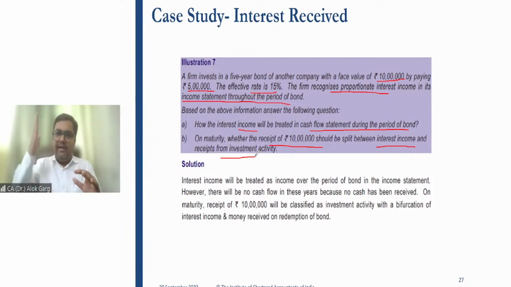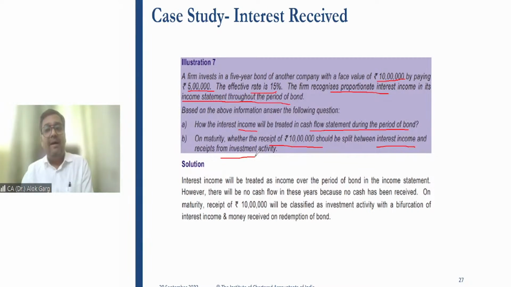So at the end of every year, when you are accruing this interest income, you are just crediting interest income, you are debiting investment in bond or interest accrued. Are you getting any money? Answer is no. There is no cash flow in the 5 years. At the time of maturity, you will get 10 lakh rupees. So when you will get 10 lakh rupees, in that case, you will bifurcate between the redemption of the bond and the interest income.